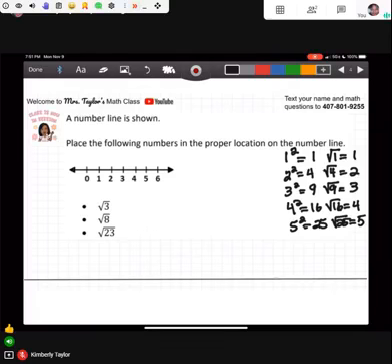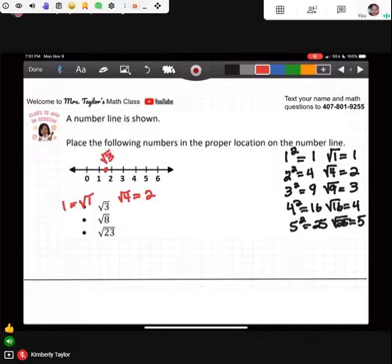So if you look, you have the square root of 3. Well, the square root of 3 is in between the square root of 1 and the square root of 4. But what does the square root of 1 equal? It equals 1. What does the square root of 4 equal? It equals 2. So that means that this irrational number here, the square root of 3, is going to be between 1 and 2 on the number line. So I don't know exactly where it's going to be. I'm just going to put it here. So I'm going to call that the square root of 3.